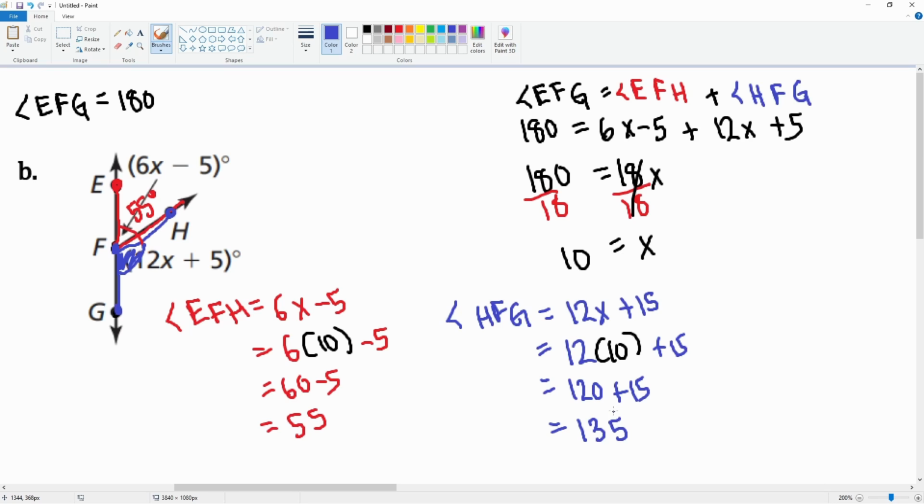Oh, you see? That was already wrong. I copied this wrong. It's not a 15. It's a 5. It's 120 plus 5. That's 125. Because if you add this together, look, 125 plus 55 gets you 180. The other way, I made the error by making it 15. It became 135. So that's how I knew these numbers were correct. Add these up. It should add up to 180 because they're linear pairs, or they're supplementary.